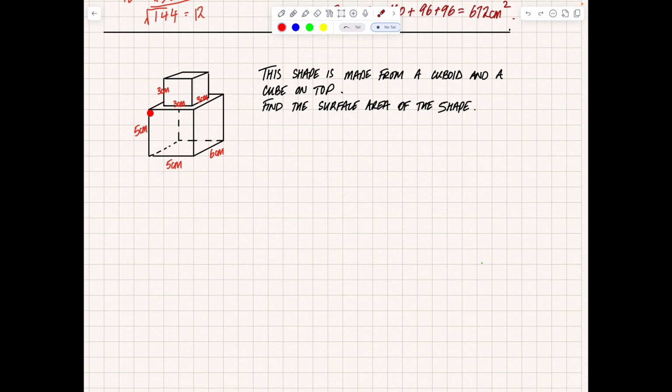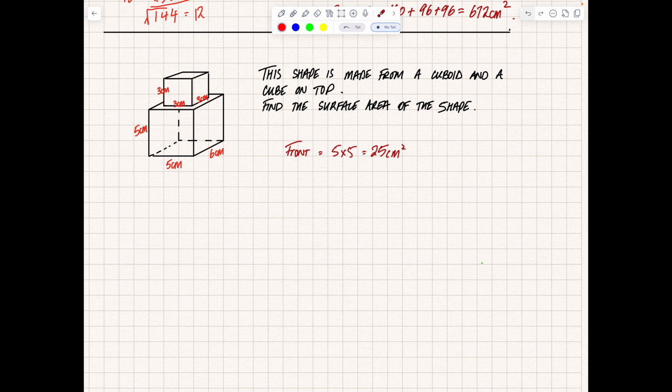So what I mean by the surface area of the shape is the area of the front, the back, the left, the bottom, but be careful here because the top now is not the whole of the top. Part of that has been cut out, so you just got to think about what to do. So you might want to pause the video and have a go yourself. If not, I'm going to go through it now and you can check what you've done.